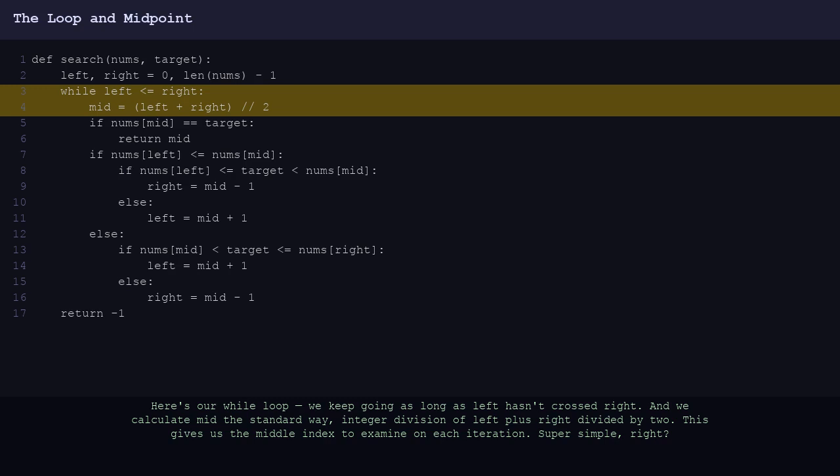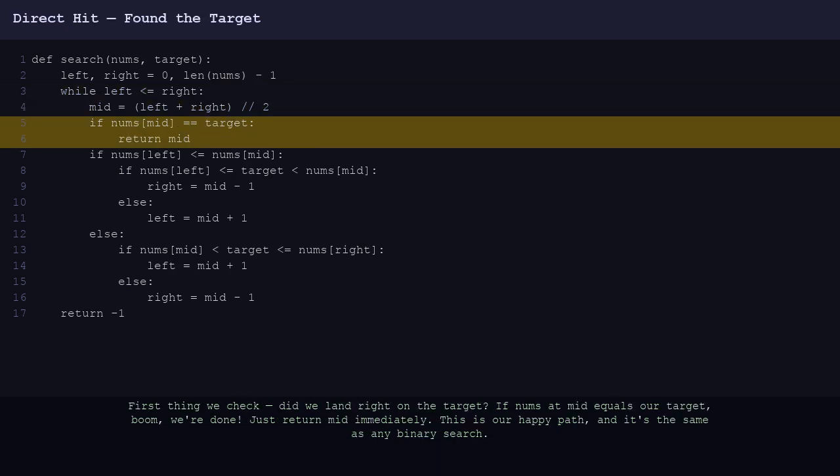Super simple, right? First thing we check, did we land right on the target? If nums at mid equals our target, boom, we're done. Just return mid immediately. This is our happy path, and it's the same as any binary search.